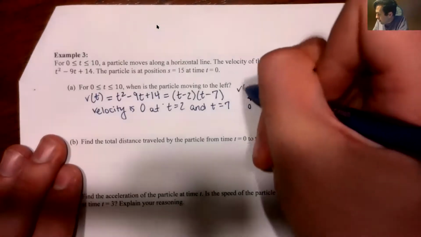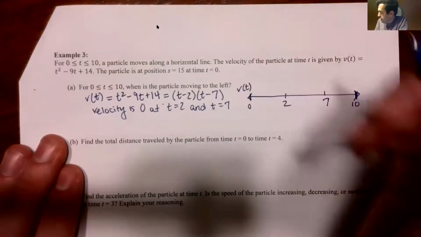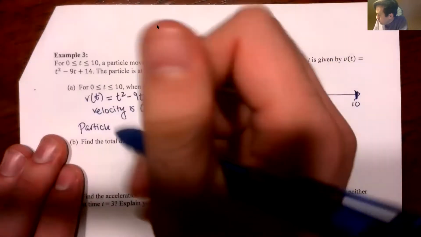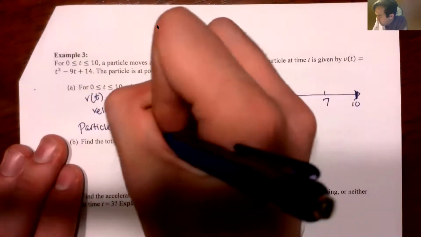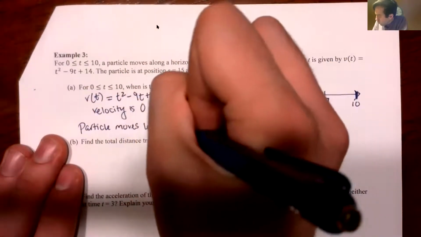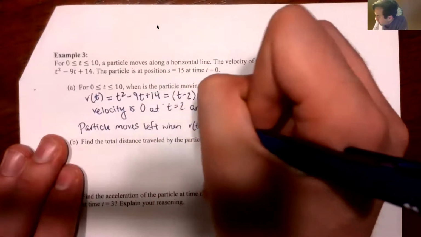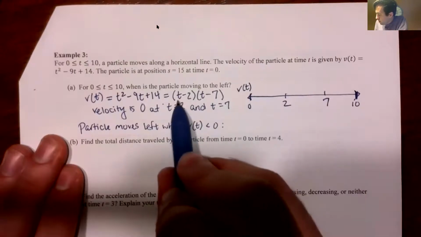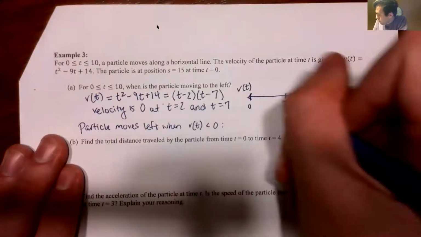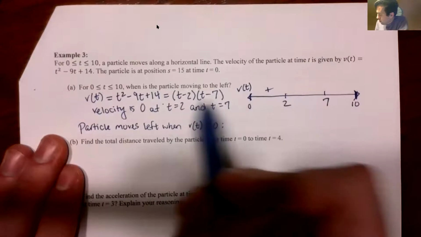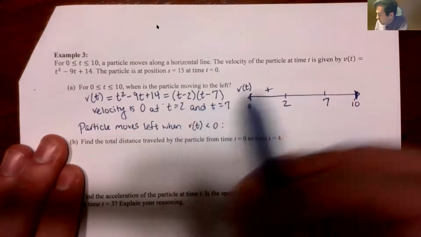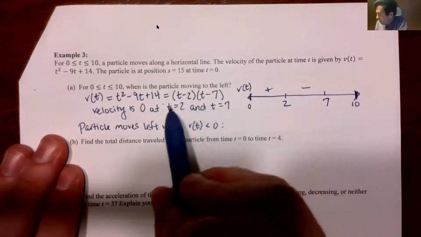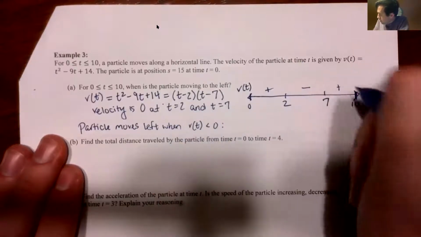And we are caring about v of t because we want the sign. We want to know when the particle is moving left. And the particle moves left again when v of t is less than 0. So if you plug in the number 1, you get a negative times a negative, which is a positive. If you plug in the number 3, you would get a positive times a negative, which is a negative. And you plug in something like an 8, and we would get a positive times a positive, so that's positive.